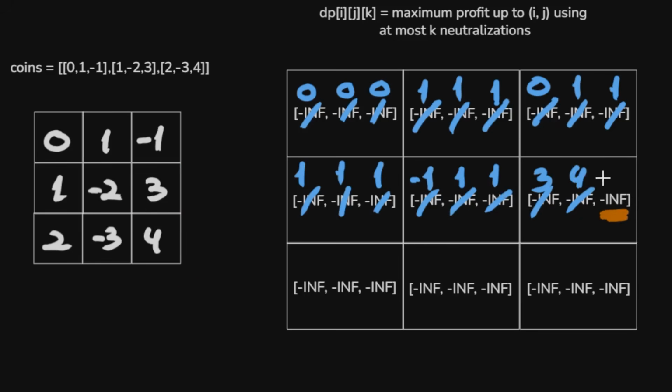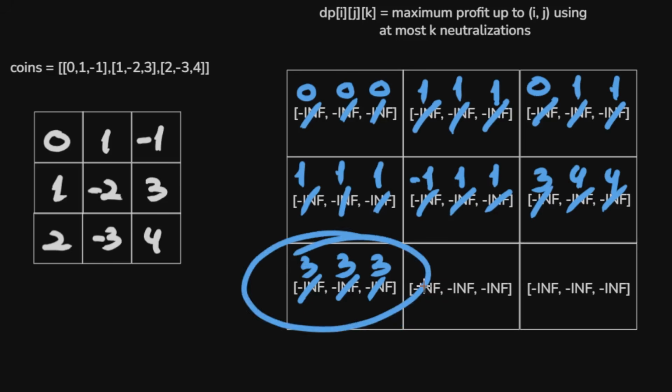Now we are here. What if we use at most 2 neutralizations and we come from above? Well, given that we are not actually using neutralizations because this is a positive number, we take this accumulated number plus the current value, and 1 plus 3 is 4. What if we come from the left? We take this number plus 3, which is 4 also, and the maximum between these two numbers and minus infinity is positive 4. If we do the same here, we are looking up, so these are the results.